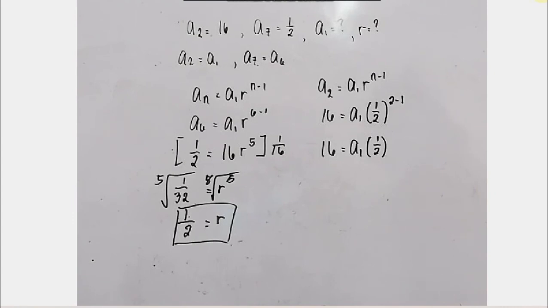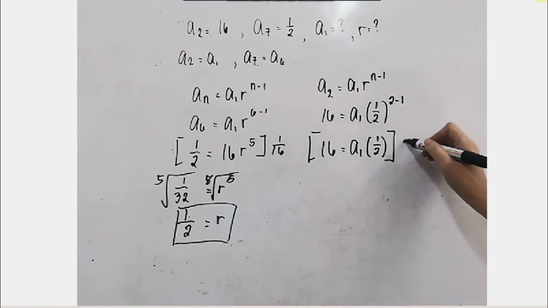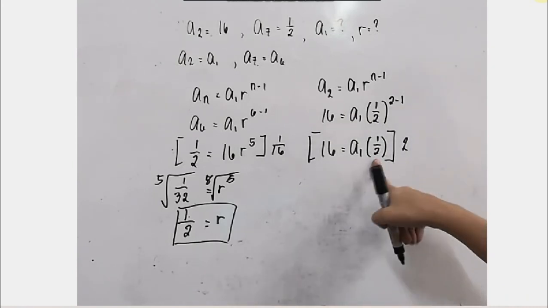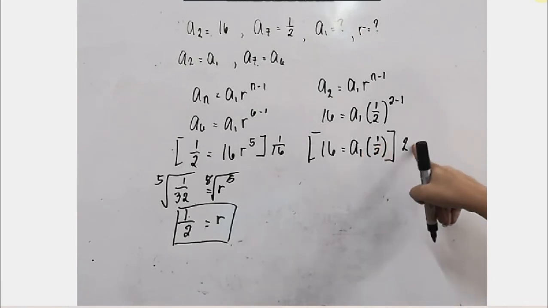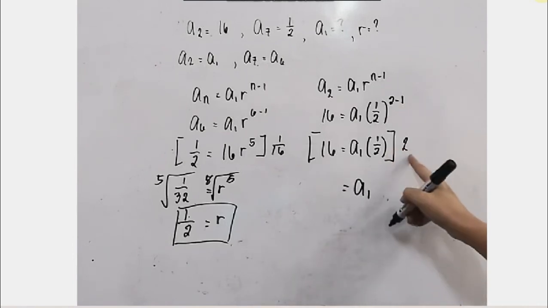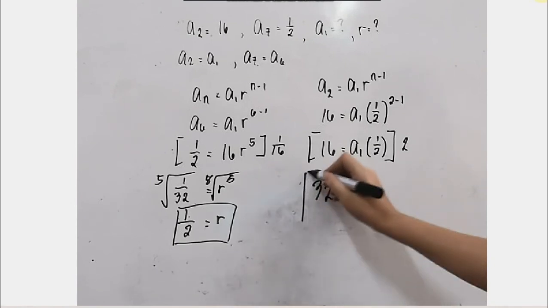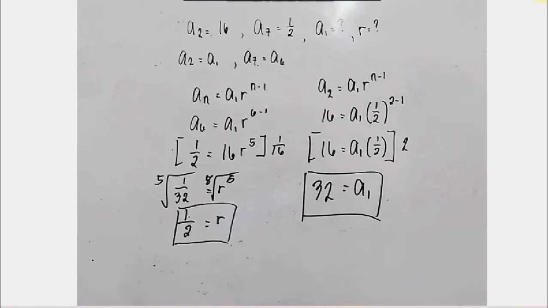So we are going to multiply both sides by 2 so that the 1/2 here disappears. So 2 times 1/2, we have a sub 1. 2 times 16. 2 times 16 is 32. So our a sub 1 now is 32. So I hope that you learned how to find the nth term of the given geometric sequence using the formula a sub n equals a sub 1 times r raised to the power of n minus 1.